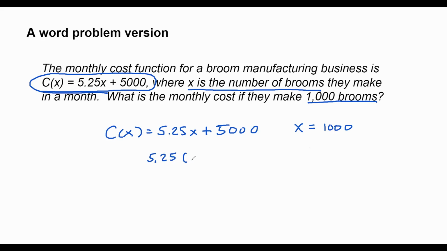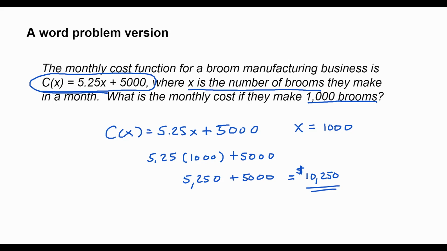5.25, do this along with me, times 1,000 plus 5,000. You're probably done already. 5.25 times 1,000 is 5,250 plus 5,000, I'm doing this by hand, is $10,250. That's the answer to this question. The monthly cost will be this if we make 1,000 brooms, because this is the monthly cost function for the broom business. So that's it.